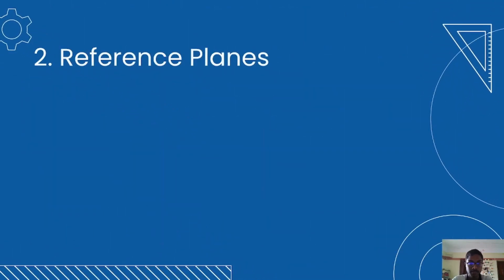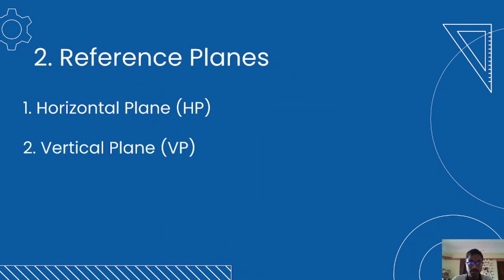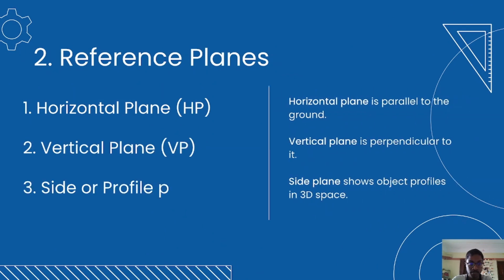Then we have reference planes. In reference planes, we have three types. We have the horizontal plane, that is HP, the vertical plane, that is VP. Then we have the side or profile plane, that is called PP. The horizontal plane is parallel to the ground and the vertical plane is perpendicular to it, and the side plane shows the object's profile in 3D space. The profile planes are divided into two types, the left profile and right profile planes, which you can consider.